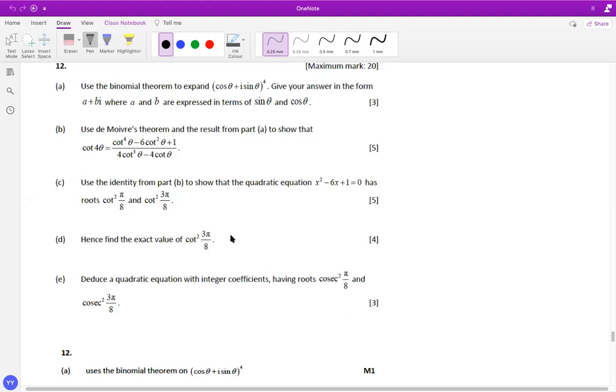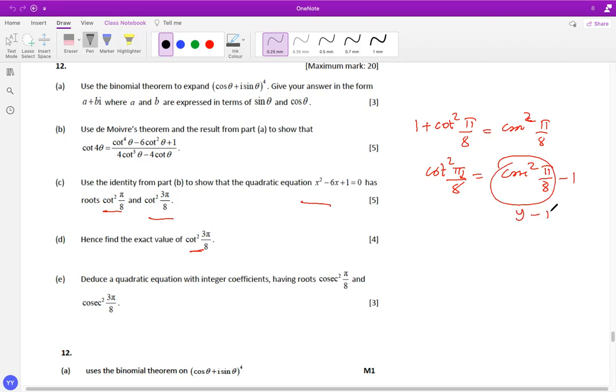Now, since I know that cot square pi by 8 and cot square 3 pi by 8 are the roots of this equation, and I know the relation is 1 plus cot square pi by 8 is nothing but cosec square pi by 8, I take cot square pi by 8 as cosec squared pi by 8 minus 1. Let's say I take this value as y minus 1. You know that this is the x value, because this is one of the roots of this equation. So x is nothing but y minus 1.